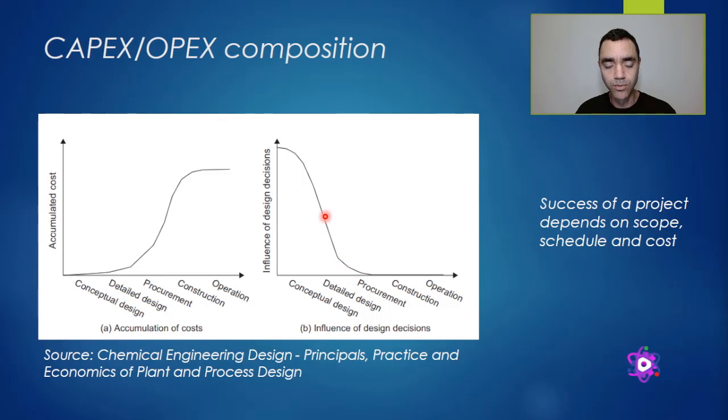But when you get to procurement, you will do some adjustments based on the information from the suppliers, but it falls drastically what can be done in terms of the project. So in the construction, now you don't have any influence on the design.